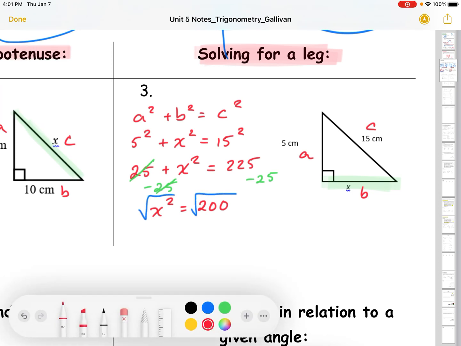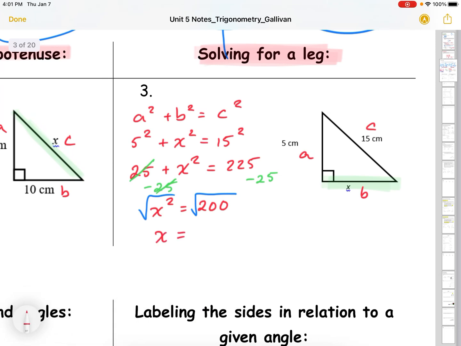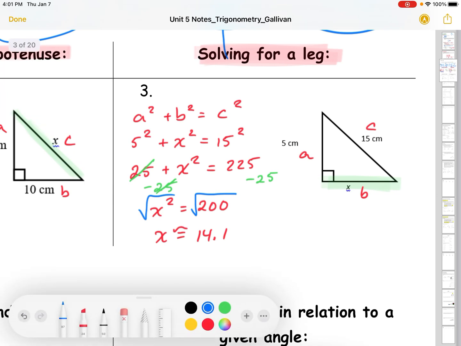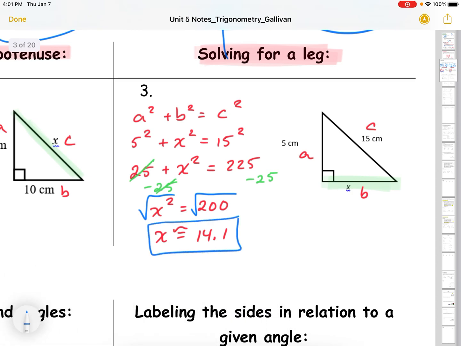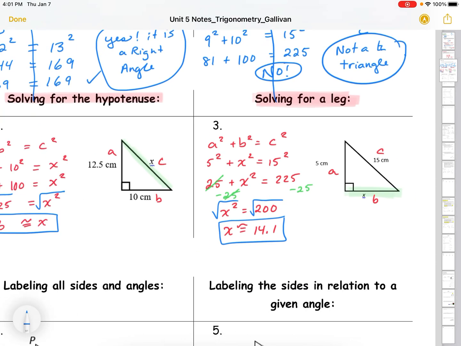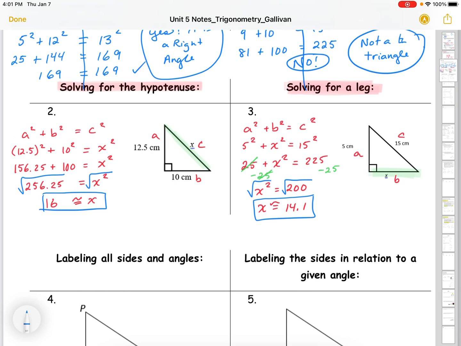of both sides. And we'll get x is equal to, it works out to about 14.1. And we can write a little approximation sign. Okay? So that would be our answer for side B. Depends too. Look for rules on rounding to determine what decimal place.